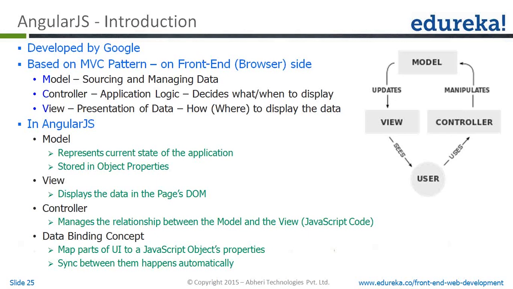There is a concept called data binding. Using data binding, you can connect or tie the model with the view. Whenever the model changes, the view will get automatically updated. To do this manipulation on the model, you can write AngularJS controllers that manage the relationship between the model and the view.